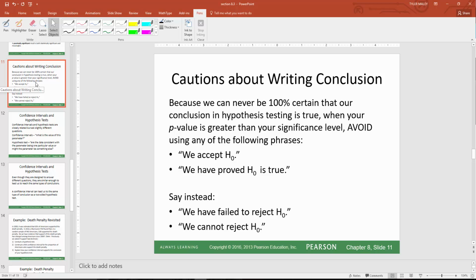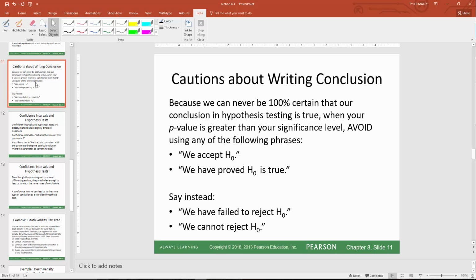So slide 11 here says cautions about writing conclusions. One thing that is always true is we can never be 100% certain that our conclusion in hypothesis testing is true. So when our p-value is greater than your significance level, we want to avoid using the following phrases. Like we accept the null hypothesis. That one seems to come naturally, like you want to say that, but we should not say that phrase. We should also not say that we have proved that the null hypothesis is true, because again, we can never be 100% certain.